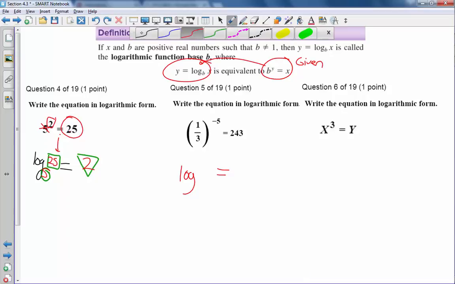One third goes where? Here? Yeah, the index of the log. So I need to set it a little lower than here. 1/3. And what comes inside log? 243. 243 equals -5.